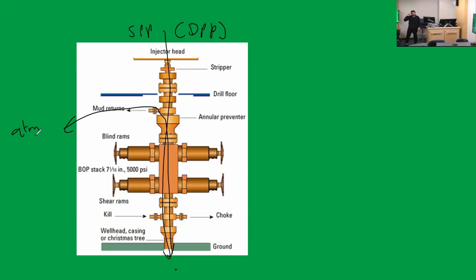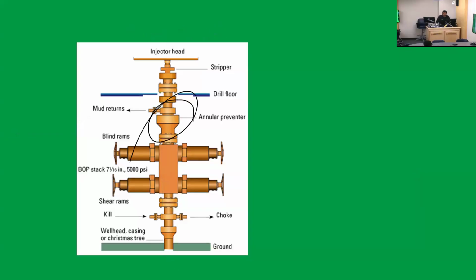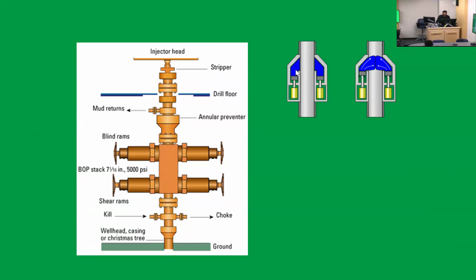That's the long line that goes through the mud returns and it's open to the atmosphere. That's normal drilling operations. Now, I have the hydril. It looks like I told you guys, the balloon that closes around the pipe, and this is how it looks. The blue is the balloon. Look at how it closes, it wraps around the pipe. It doesn't let anything go through the outside. That's why it's called the annular preventer. It closes the annulus.